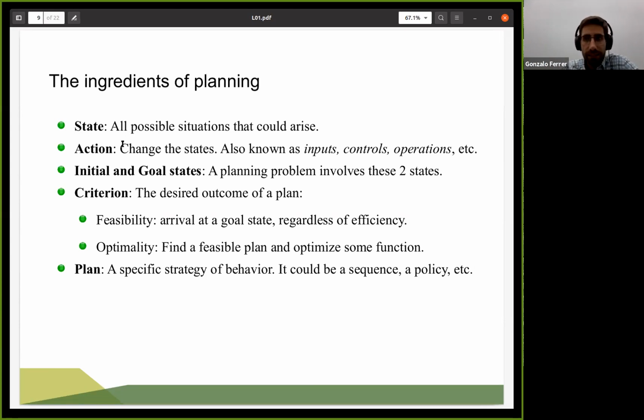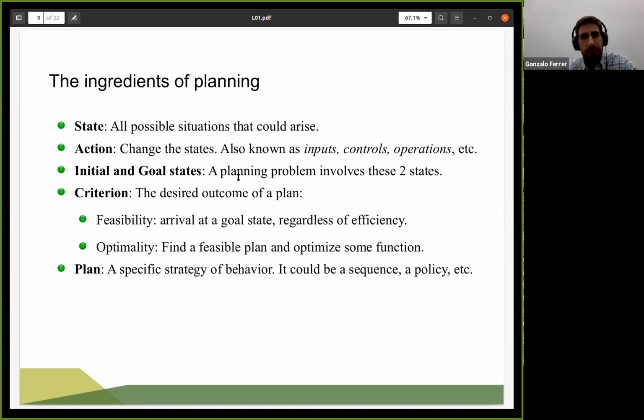Actions change states, right? Every time that you apply an action, potentially you can change the state. This also has many names, usually called inputs, controls, operations, etc. We'll refer to them as actions, but just know that these are interchangeable terms.